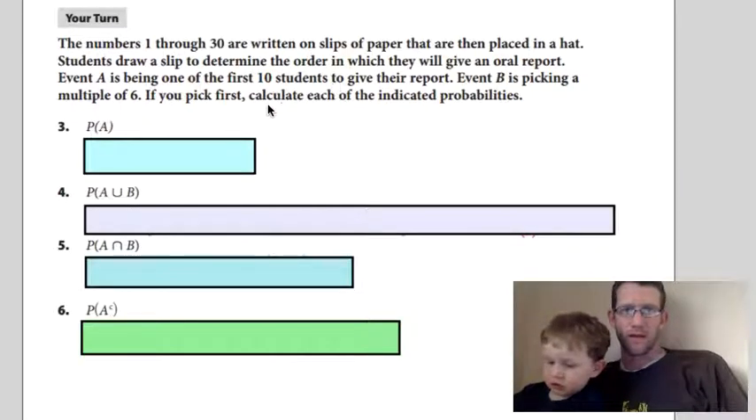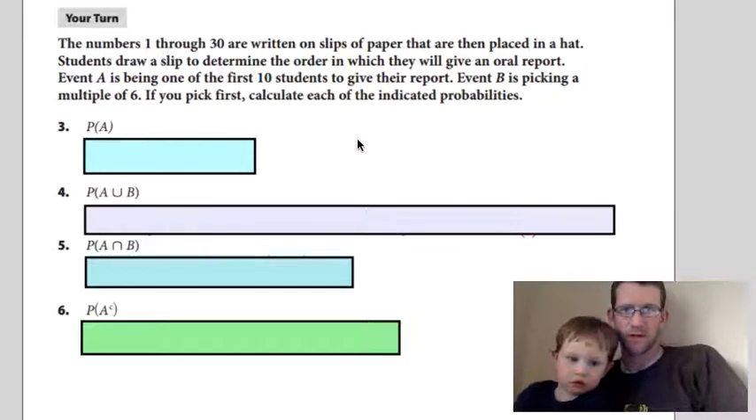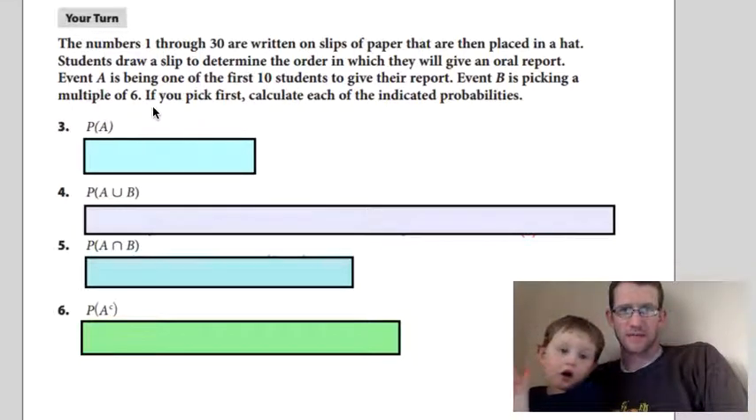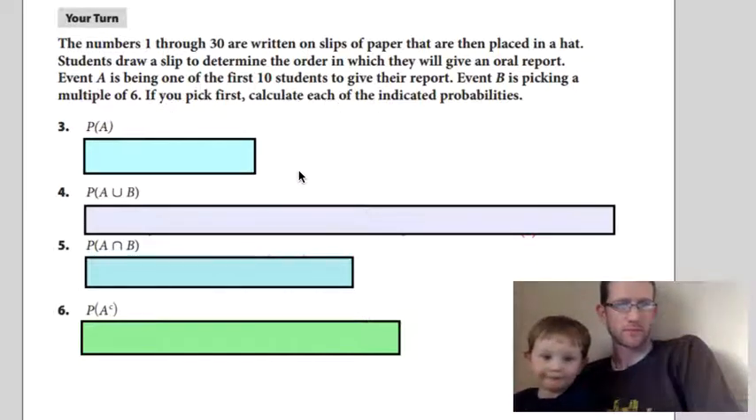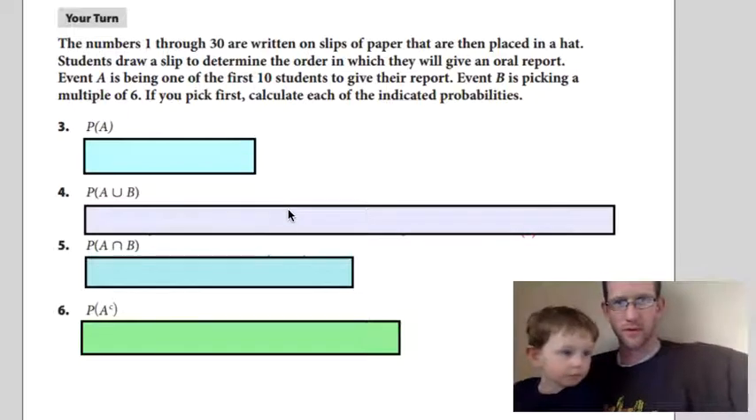Okay. The numbers 1 through 30 are written on slips of paper and then placed in a hat. Students draw a slip to determine the order in which they will give an oral report. Event A is being one of the first 10 students to give their report. Event B is picking a multiple of 6. If you pick first, calculate each of the indicated probabilities. Okay, so go ahead and do these ones real quick.